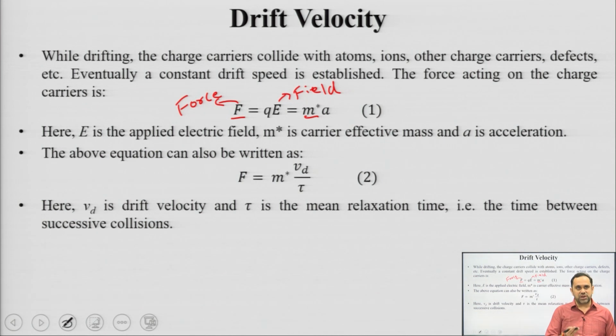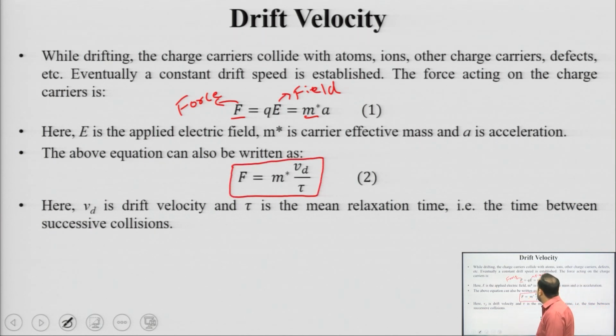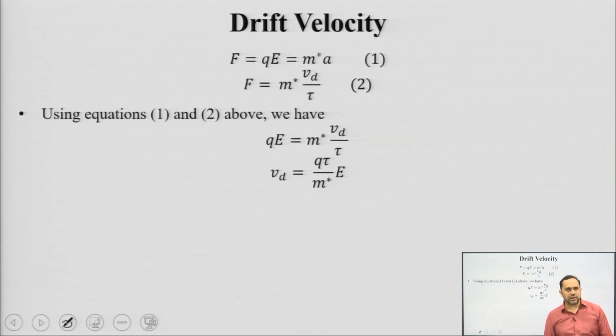So, this speed or this velocity which we are talking about is known as the drift velocity, the velocity with which charge carriers drift in the presence of an electric field. Tau is the mean relaxation time, that is the time between successive collisions. Okay. So, this is the force acting on the charge carriers in the presence of an electric field.